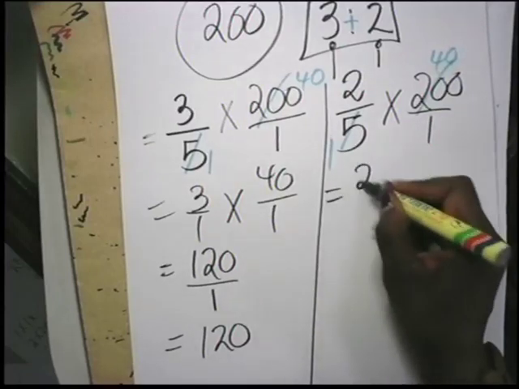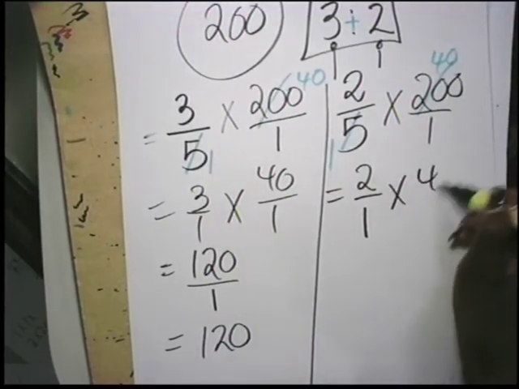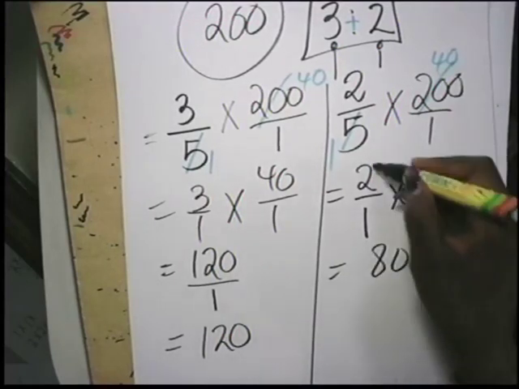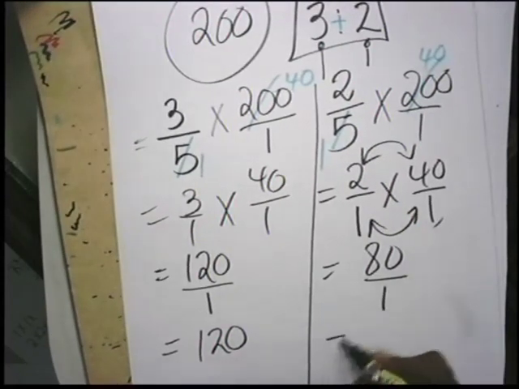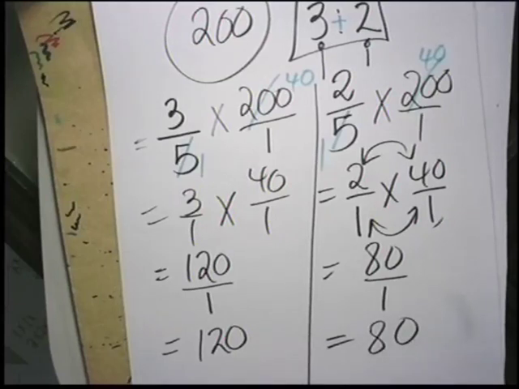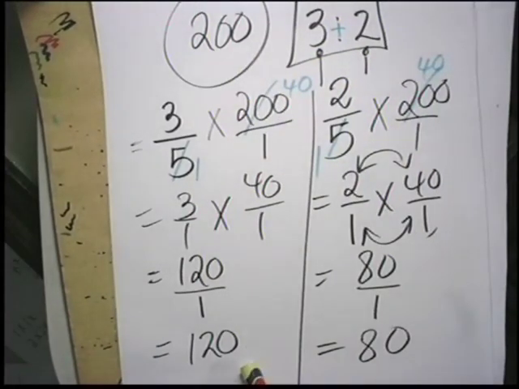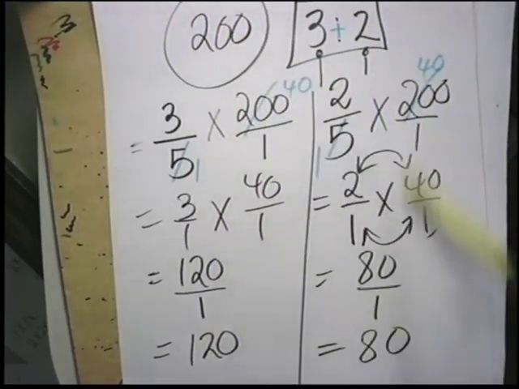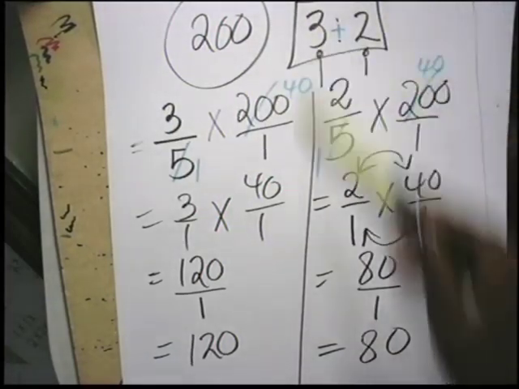And then the next step, we are having 2 over 1, because 5 was cancelled. And then here our new number is 40 over 1. 2 times 40 is equals to 80. 1 times 1, we are multiplying a numerator and a numerator and a denominator and a denominator, is equals to 1. 80 over 1 is 80, which means 3 parts of 200 is 120. 2 parts of 200 is 80. These 2 numbers, if you add them together, they will give you the 200. You've just divided the 200 in the given ratios.